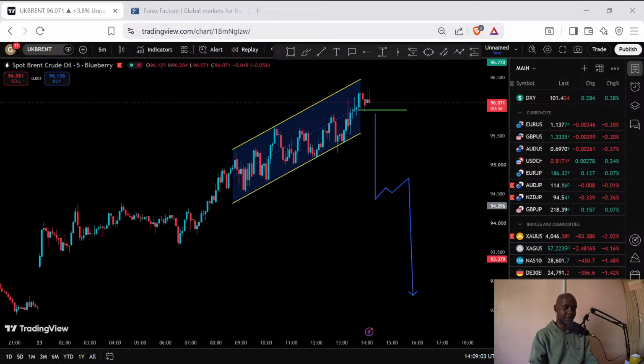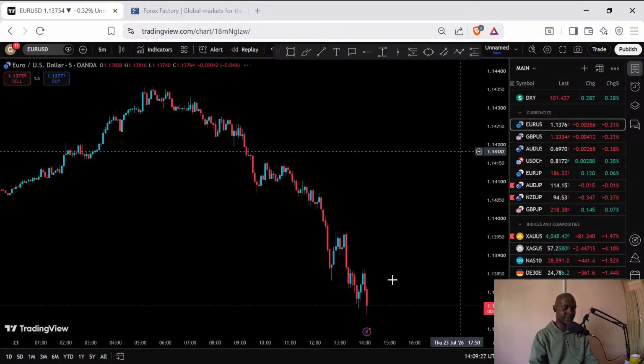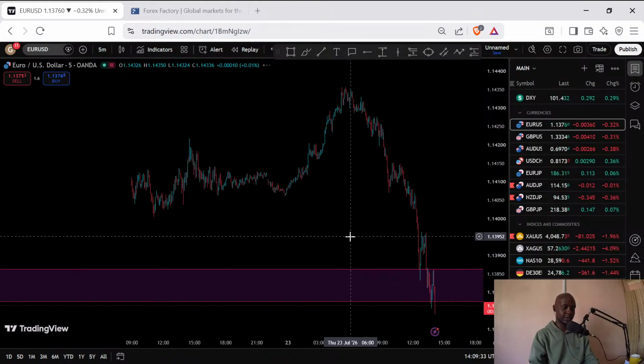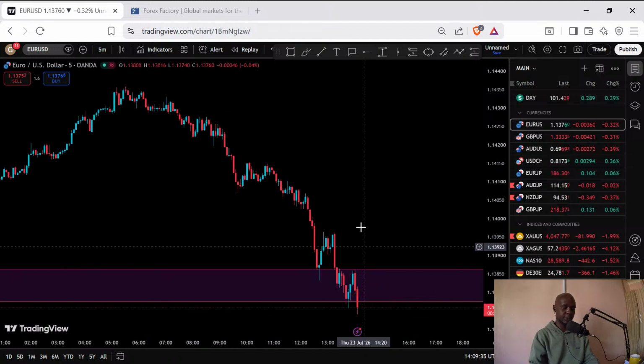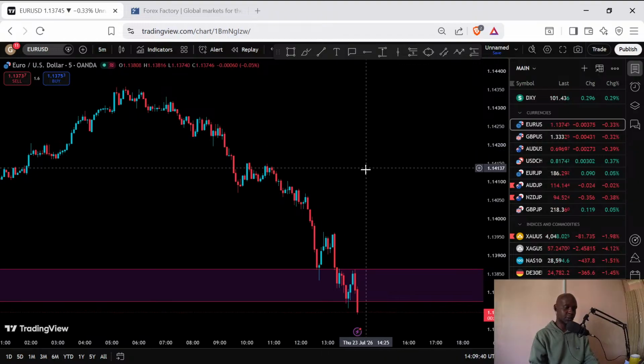Are you looking to short Euro USD? Be really wary about shorting Euro USD. Let's see how this candle is going to close. Remember, we are in this area where we are anticipating to get some buying pressure, especially on the 1 hour time frame.